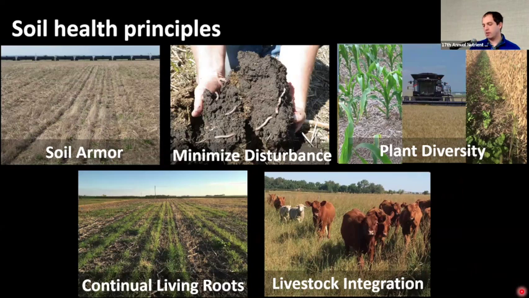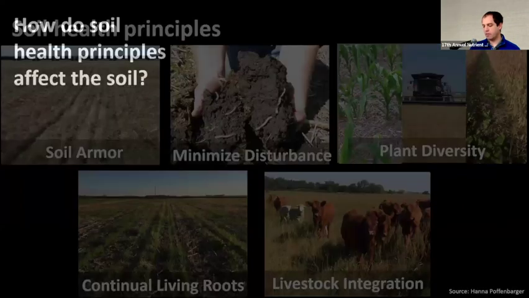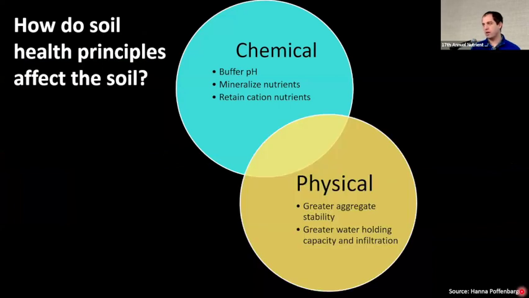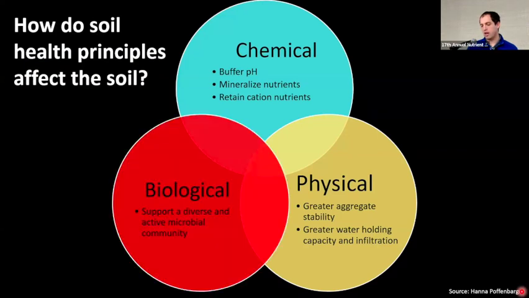If we look at these soil health principles and see how they affect the soil, one of my colleagues, Hannah Poffenberger, put this slide together, which I really liked. How do the principles of soil health affect the soil? Chemically, they can help buffer our pH, help mineralize nutrients, and help retain cations for the nutrients so we keep them and they're not washed off or lost through erosion. Physically, we want to improve aggregate stability, water holding capacity and filtration. How are these soil health aspects affecting our nutrient management and what we're measuring? And biologically, we want these systems to have a diverse, active microbial community.